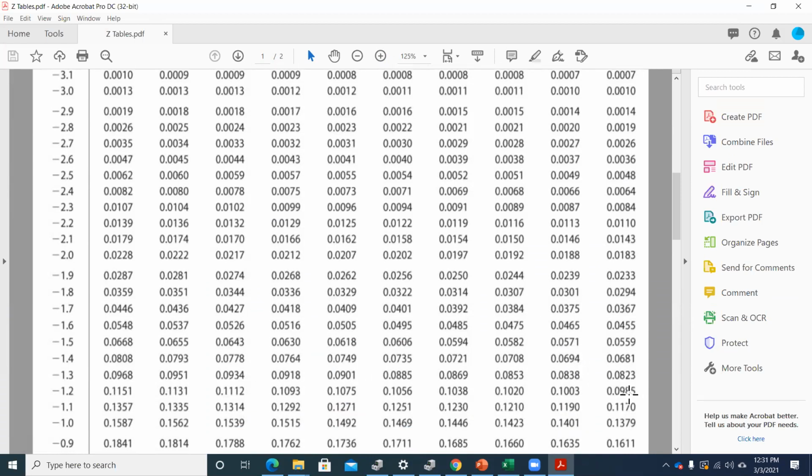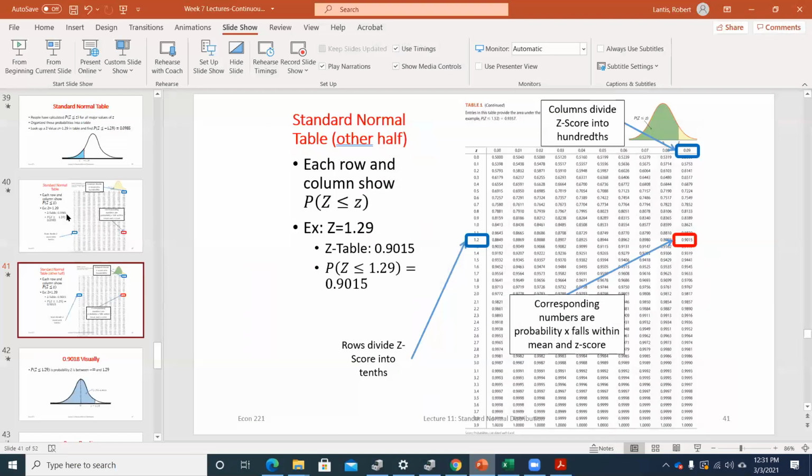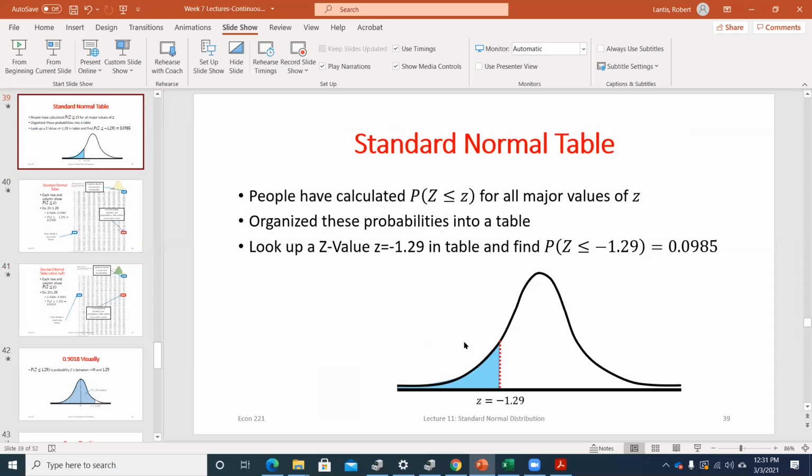Once I find the number I'm looking for, that negative 1.29, this value is the probability that I see that z-score or anything below it. Essentially, this is a cumulative density function table, right? Whatever z-value I look up, it's always going to give me the probability I see that z-value or anything to the left of it. That's exactly what I wanted here, the probability I see that z-score or anything below it, okay?